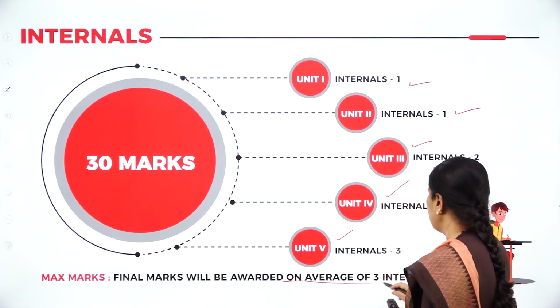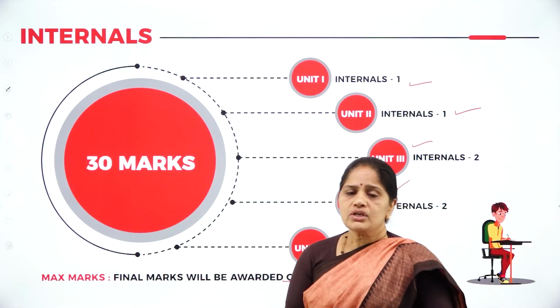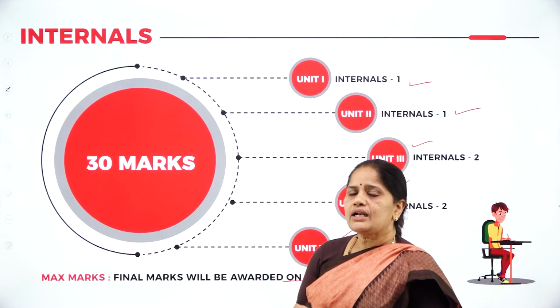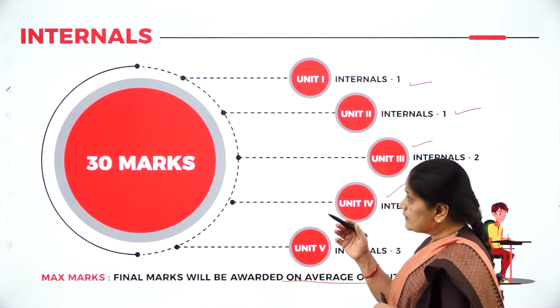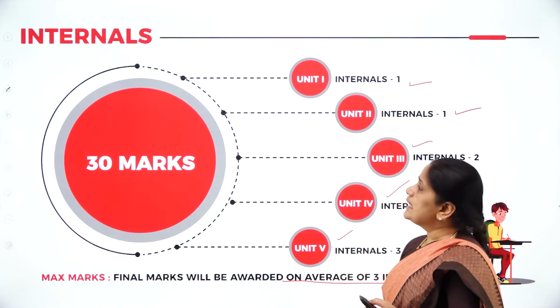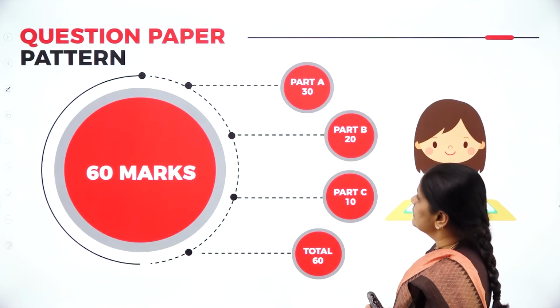So the final marks will be awarded on the average of 3 internals. So if a student does not write the first internal, then he can go in for the second or the third internal. So this is the pattern which we follow in our college. So we have usually 3 internals here. Then next is the question paper pattern.